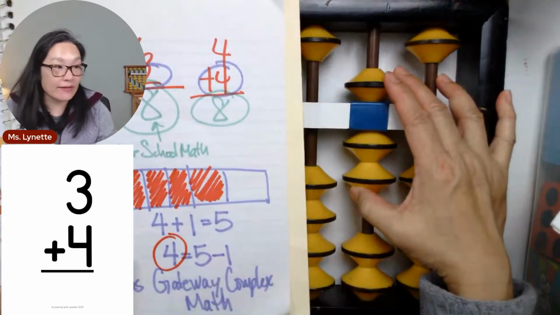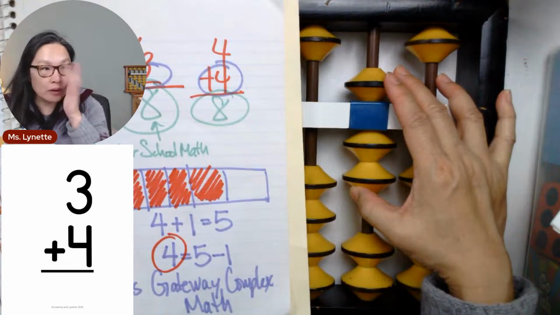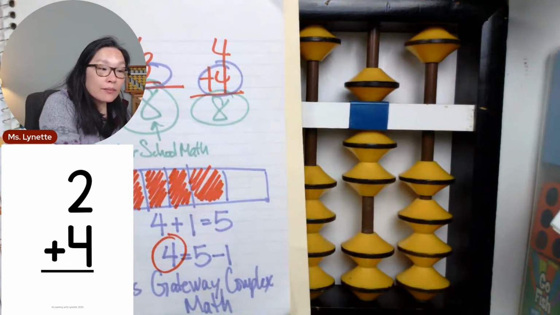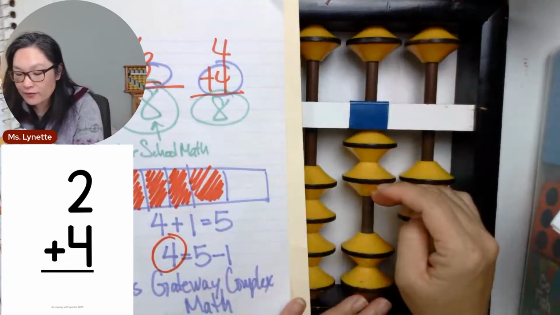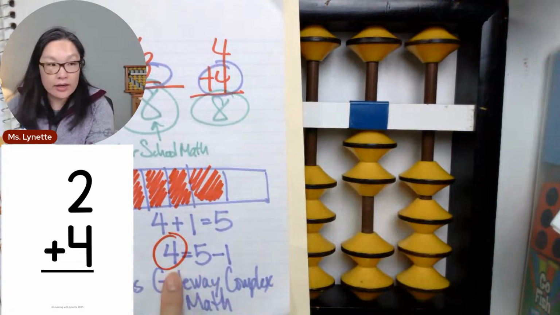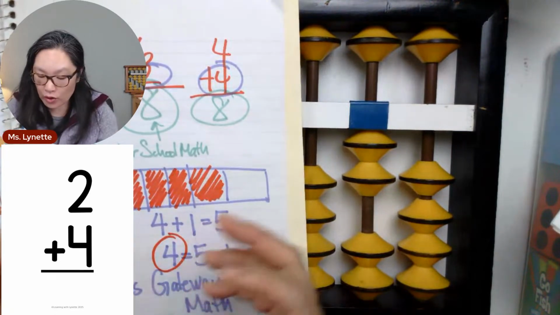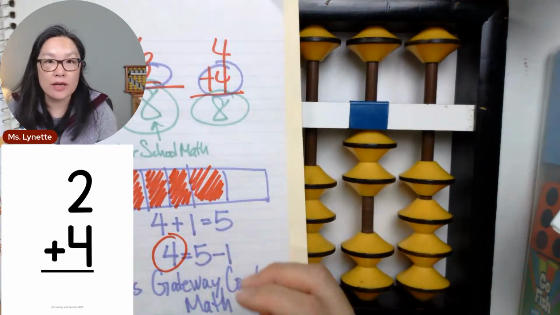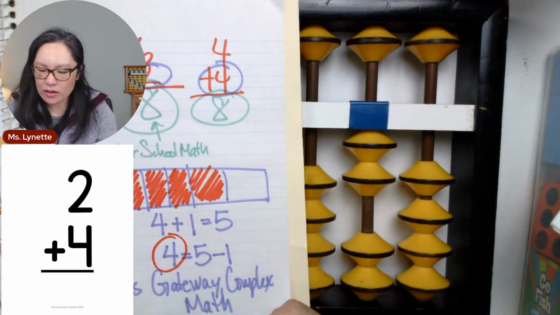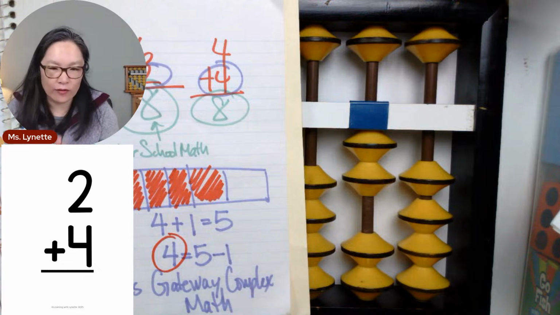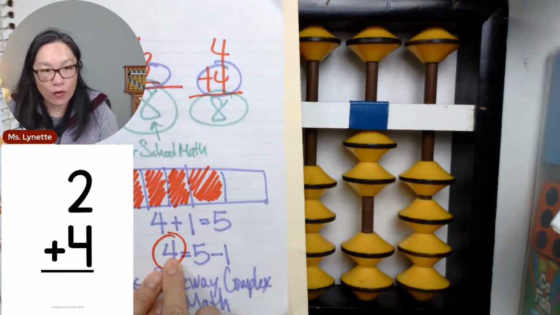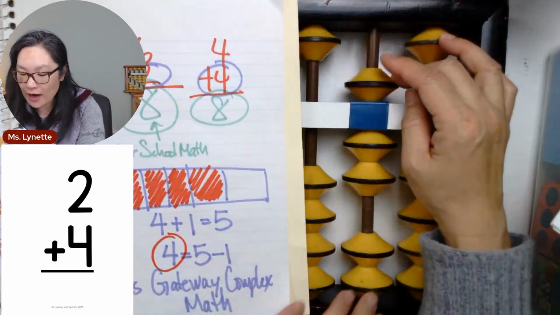So our answer is 7, right? Now, let's take it one step further. Let's say 2 plus 4. Notice there's not enough beads to add the 4. So what do we do? Well, we now see how this is more universal, more versatile, more utilized. It's more versatile because now we have this concept: if I want to add the 4, I need to plus the 5 minus the 1.